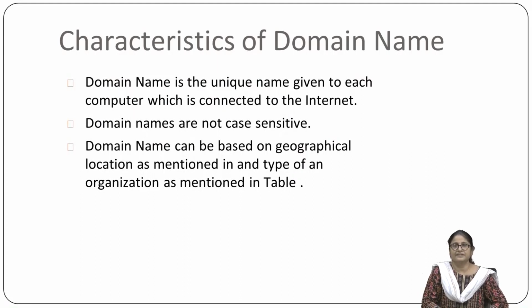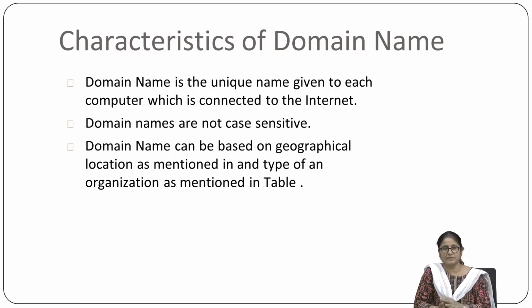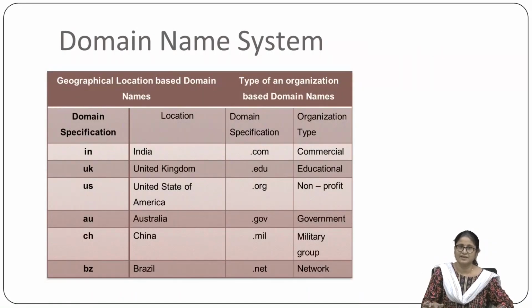So these are the characteristics of the domain name. The domain name is a unique name which is given to each and every computer that is to be connected to the internet. Domain names are not case sensitive. As we have different types of domain names like www.bau.edu.in, you can write these names in upper case or lower case, and you will still be able to access the BAU website. Domain names, as we have seen in the previous table, are based on the geographical location, as well as the kind of organization we have.